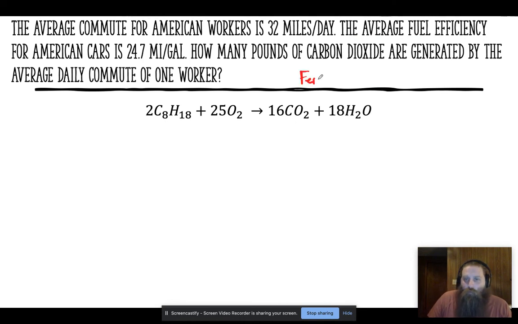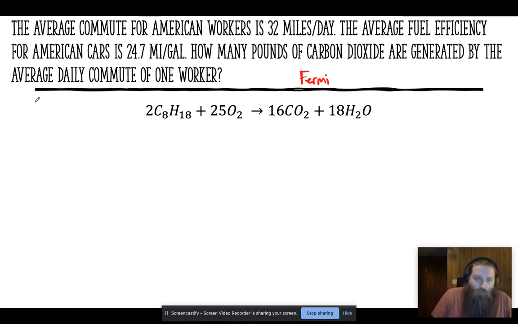So this is called a Fermi problem, after Enrico Fermi, who would ask questions that were based on your best guess. Okay, so here's the question we want to answer. It says the average commute for American workers is 32 miles per day. The average fuel efficiency for American cars is 24.7 miles per gallon. I looked both of those things up for this problem. How many pounds of carbon dioxide are generated by the average daily commute of one worker?